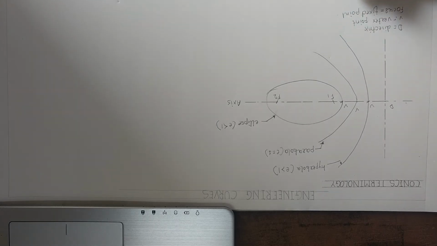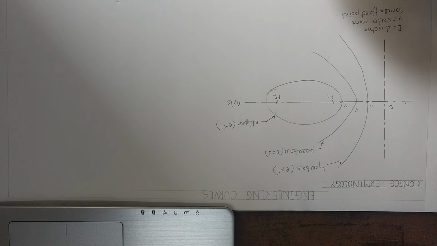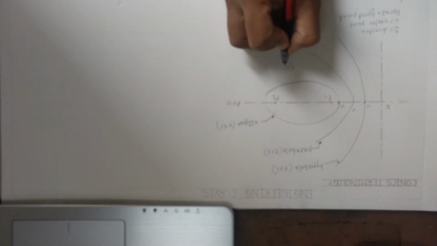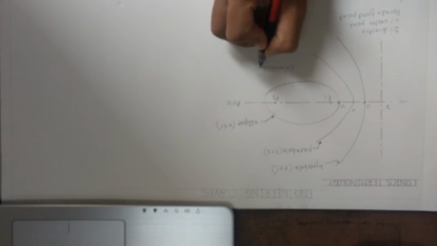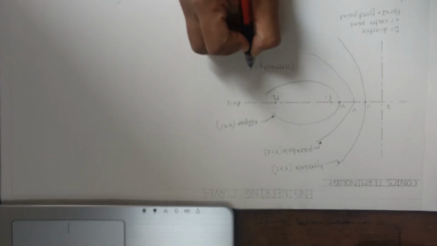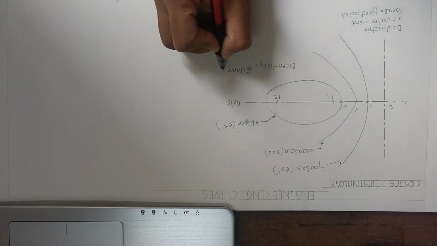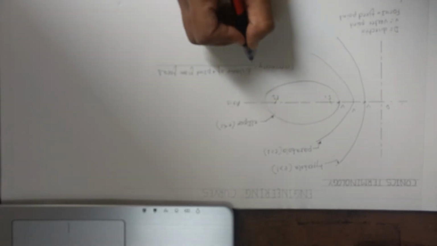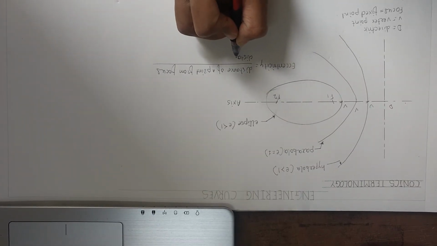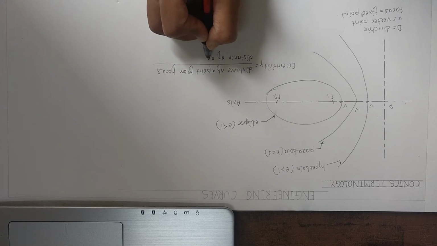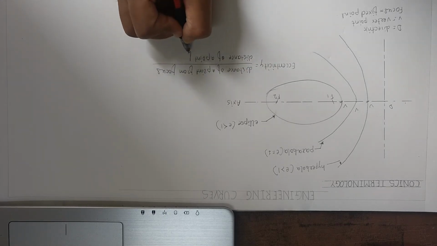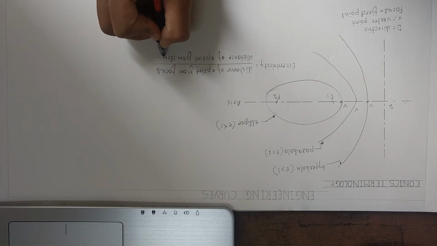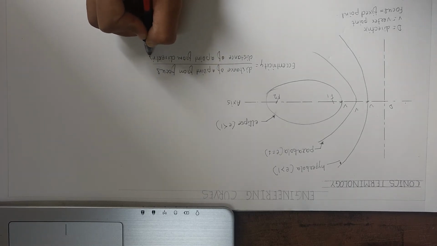And eccentricity, the most important. Eccentricity here, I'll write it here. So the formula for eccentricity is the distance of a point from focus to the distance of a point from directrix. So exactly I'll show you what that distance is.